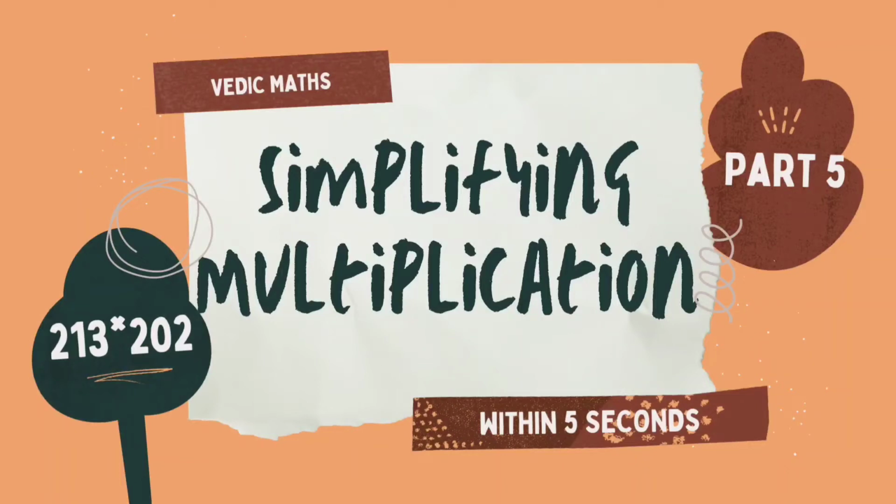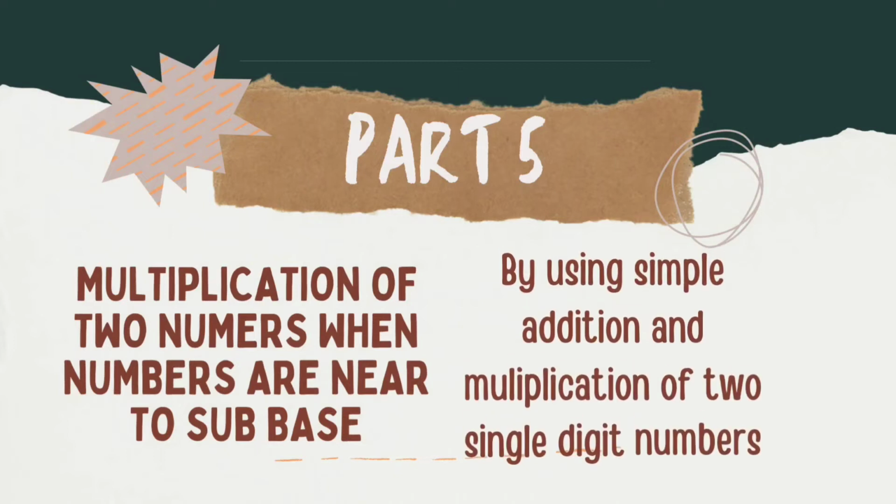In this fifth part of the Vedic Math video, we will solve the multiplication of two numbers which are near to the subbase. We will solve this multiplication by using simple addition and multiplication of two single digit numbers.